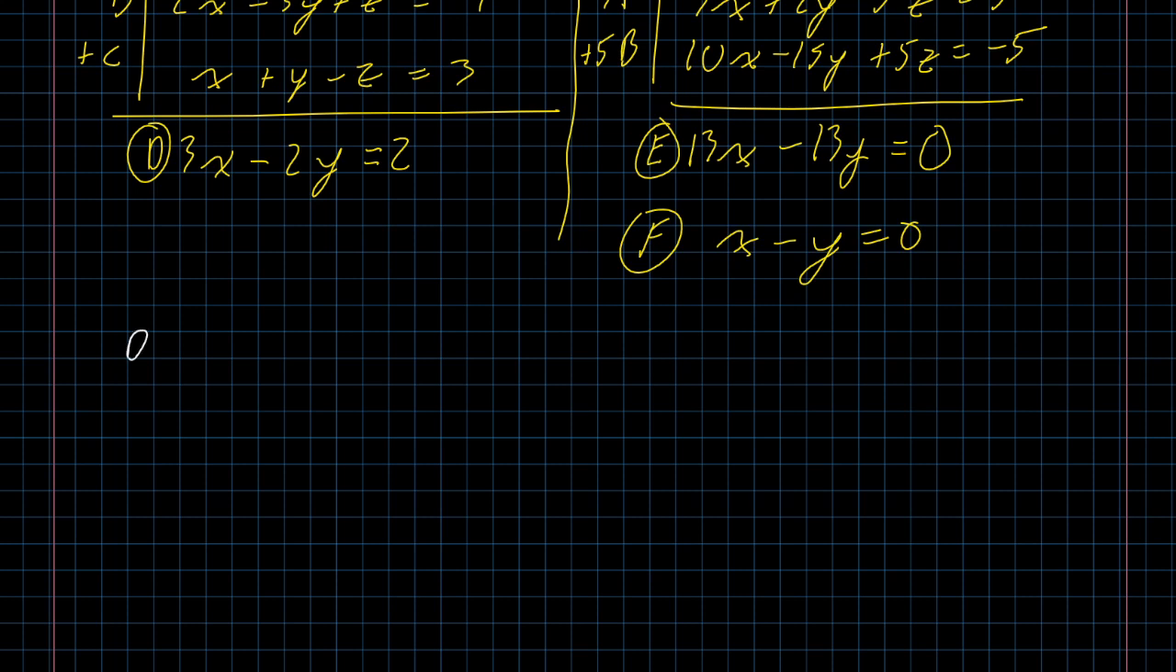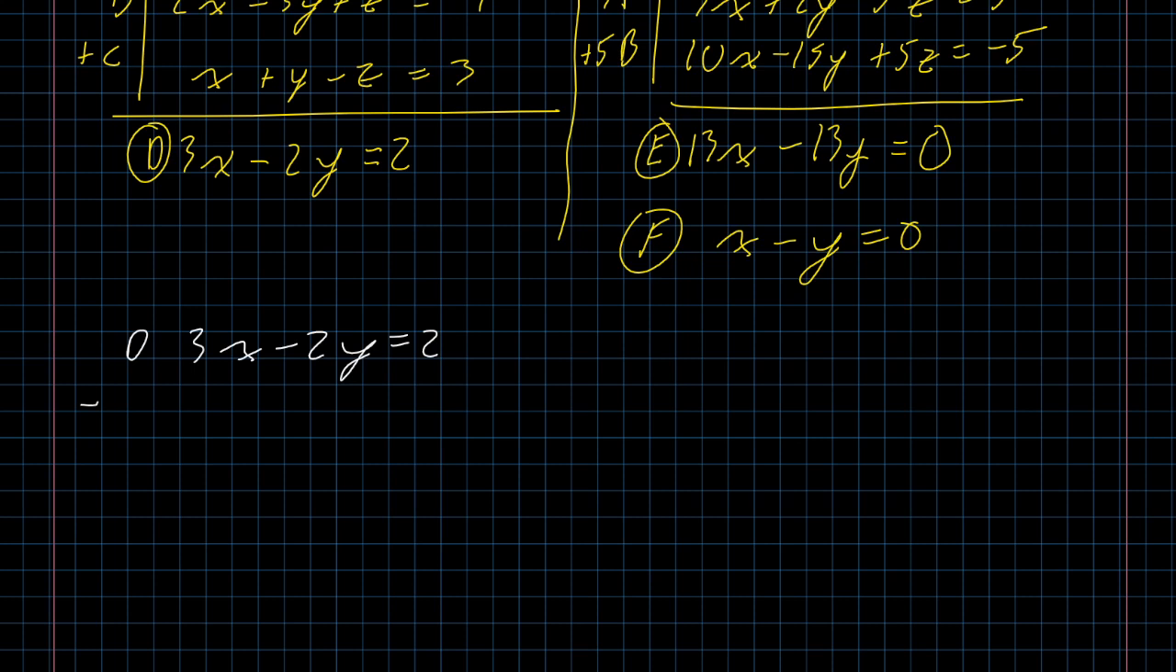All right, but I've got equation D, 3x minus 2y equals 2. And then I can choose. I can either eliminate x or eliminate y. There's no wrong or right answer. I'm going to eliminate x, I think.